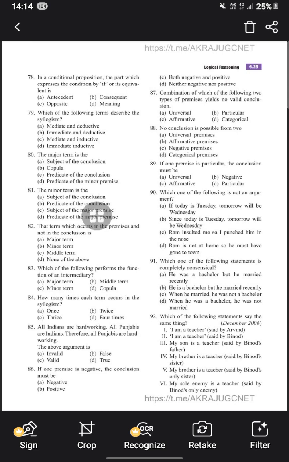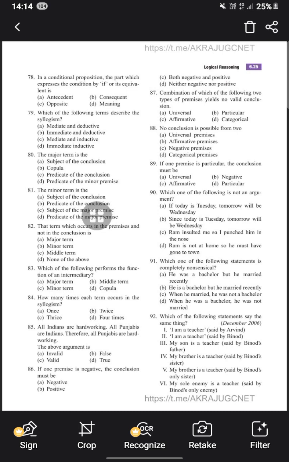If one premise is negative, the conclusion must be negative. Combination of which of the following two types of premise yields no valid conclusion? 87 is B, that is particular. No conclusion is possible from two, 88 is C, that is negative premise. No conclusion is possible from two negative premises.